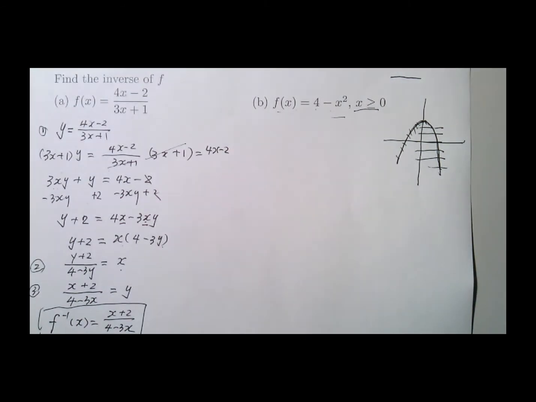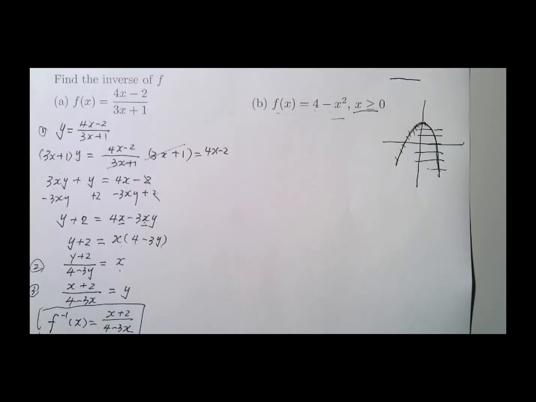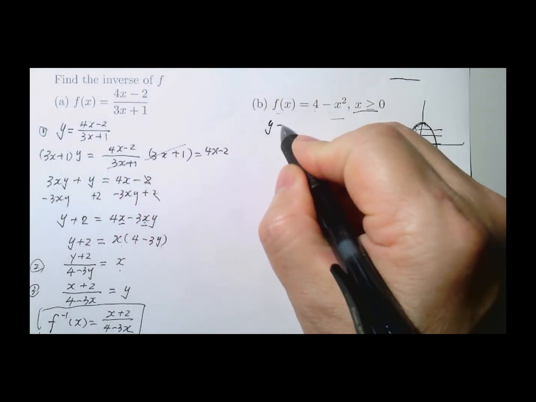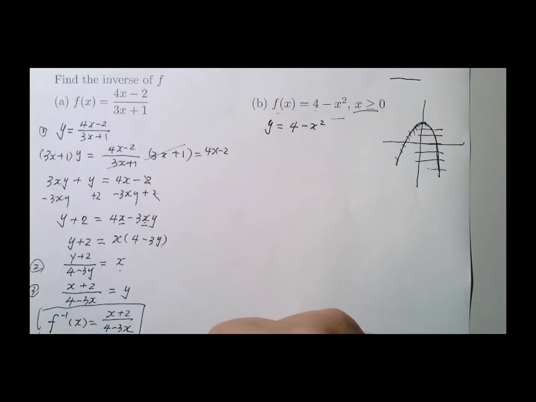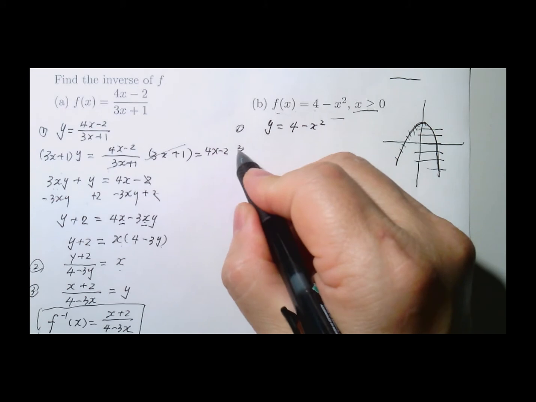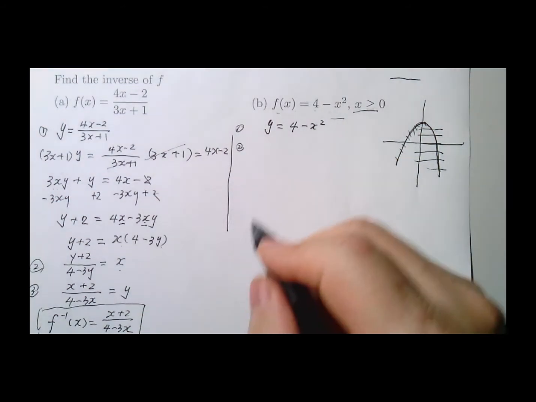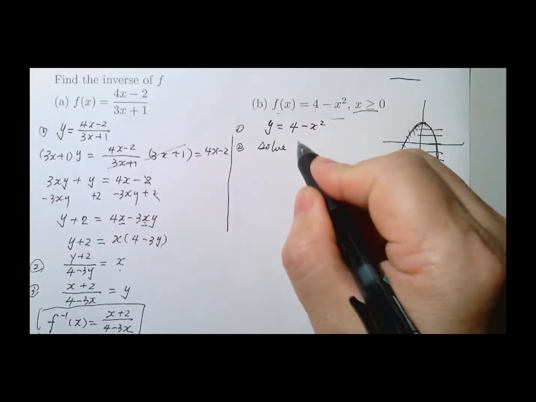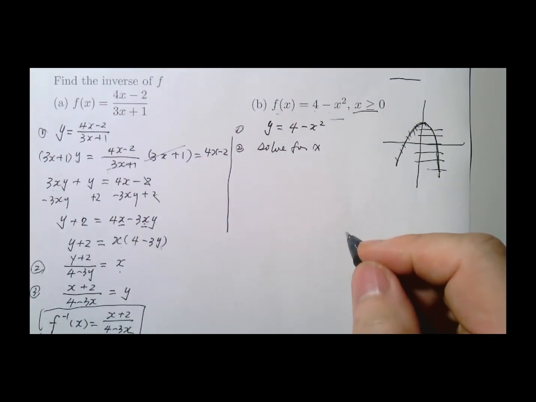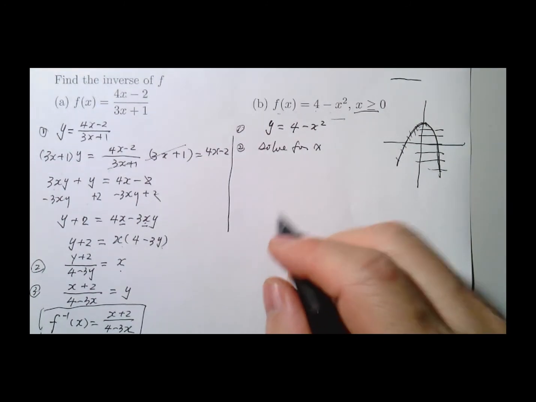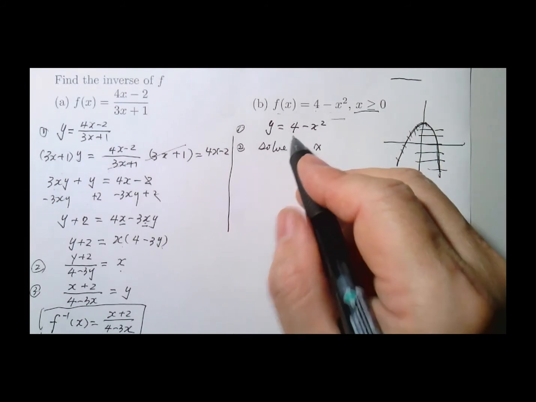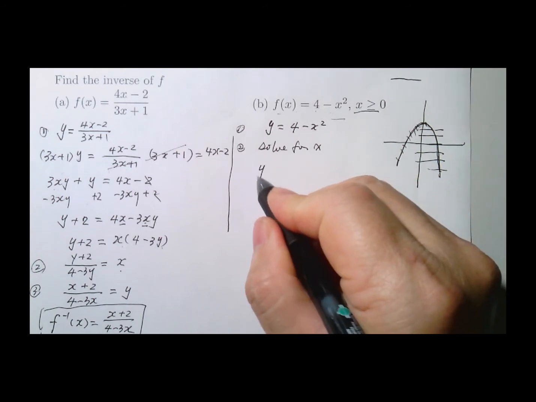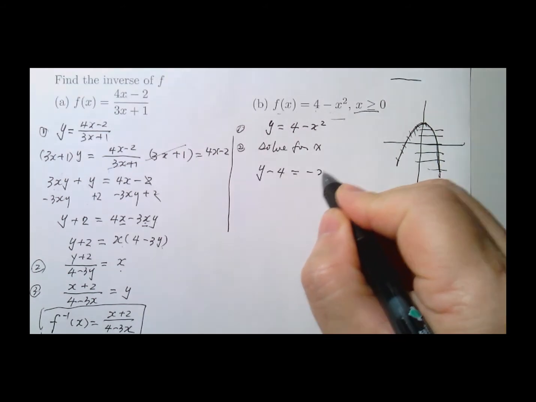When you have a one-to-one function, you can find its inverse. Same as before, the first step is you write y equals 4 minus x squared. The second step is to solve for x. Go ahead and solve for x. Subtract 4 from both sides, and you get y minus 4 equals negative x squared.